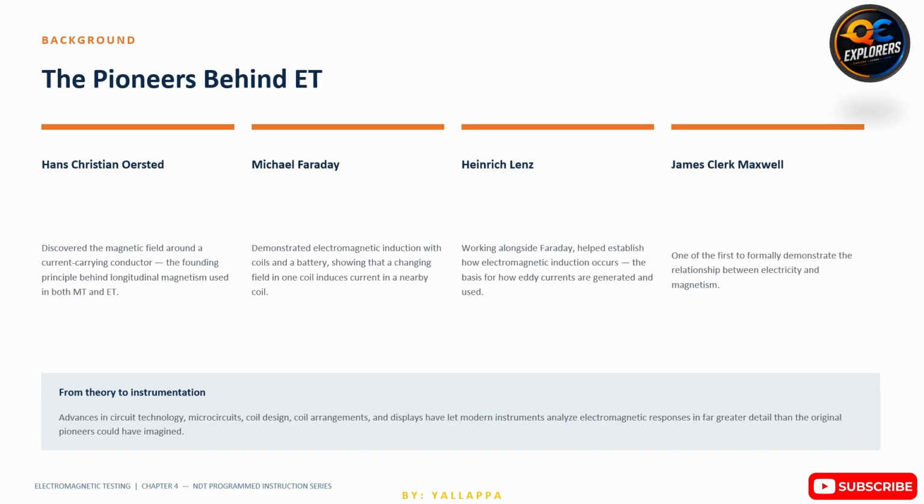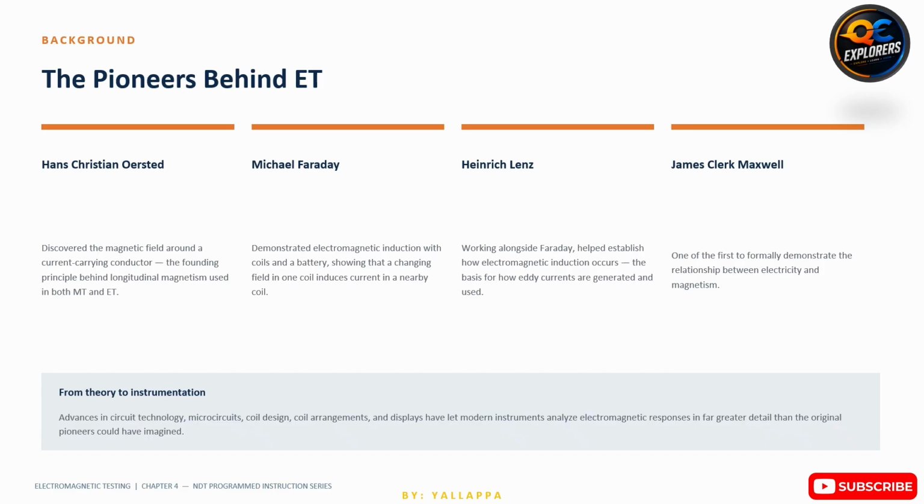The third scientist is Heinrich Lenz, who explained the direction of induced currents. His famous Lenz's law states that an induced current always flows in a direction that opposes the change that created it. This opposing magnetic field is exactly what eddy current instruments detect during an inspection.